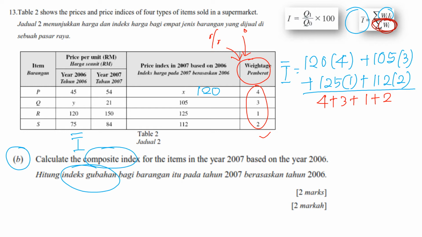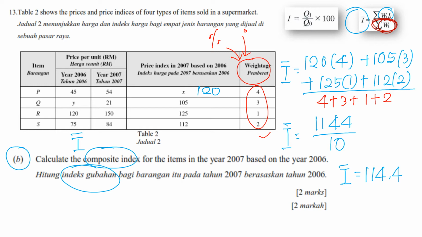Then the next is that you press your calculator carefully and make sure that you get it right. So you will get 1144 divided by 10. That's how you get your composite index, which is 114.4, right? 114.4. So this is 4 significant figures, should be fine. Anyhow, this is not price.